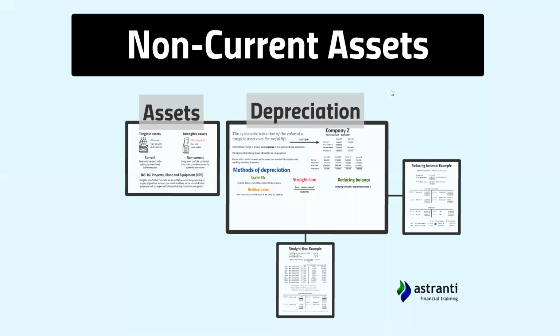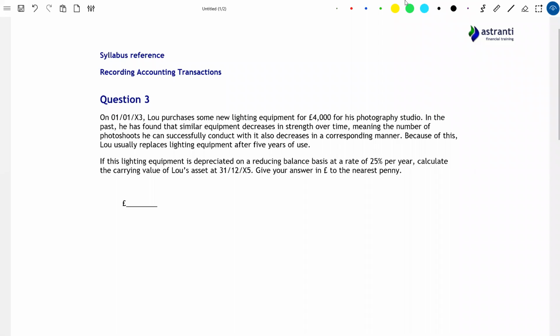So let's test out our knowledge for a final time using a question. In this question, we are told that on the first of the first X3, Lou purchases some new lighting equipment for £4,000 for his photography studio. In the past, he's found that similar equipment decreases in strength over time, meaning the number of photo shoots he can successfully conduct also decreases in a corresponding manner over time. Because of this, Lou usually replaces the lighting equipment after 5 years of use.